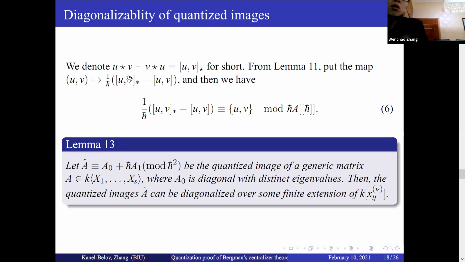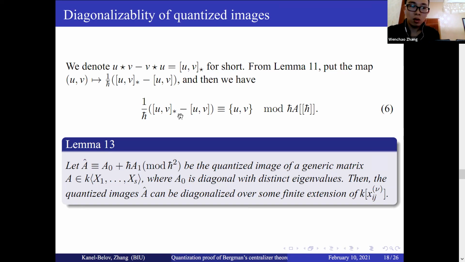So we denote u star v minus v star u for short as the commutator. We call it the star commutator here, and this just shows that the Poisson bracket of u and v is 1 over h times the star commutator of u and v. Actually we used our two commutative algebra, so this is 0.